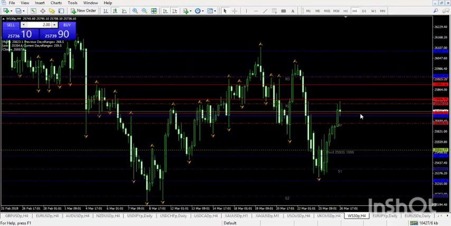But if you're trading at bad times, for example on 1 p.m. or 2 p.m., that time is inappropriate. You see, the market moves based on the American time zone.